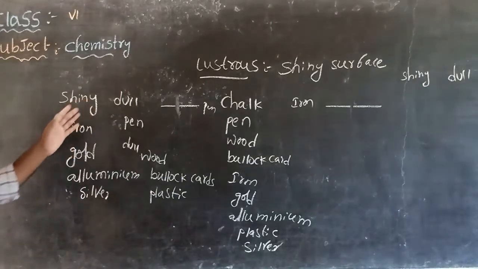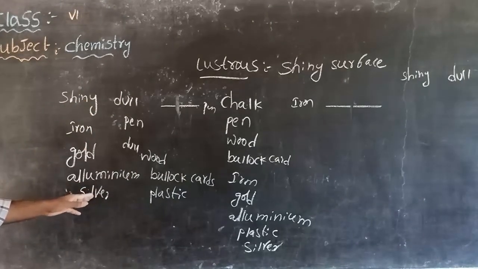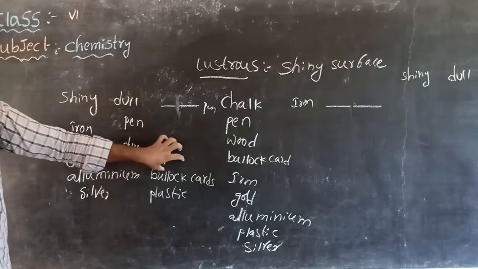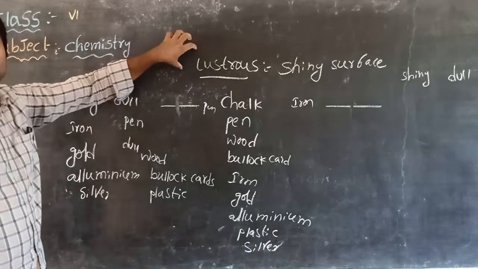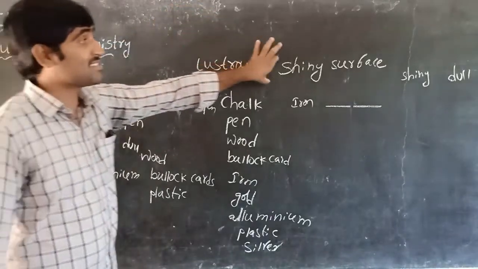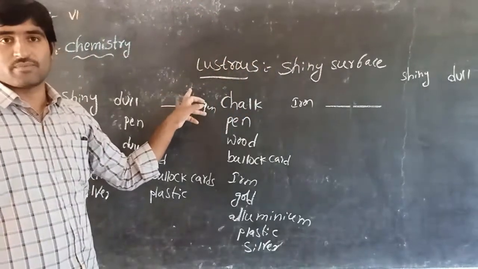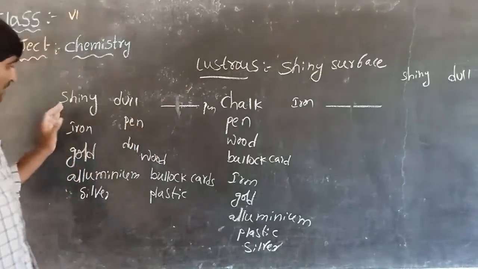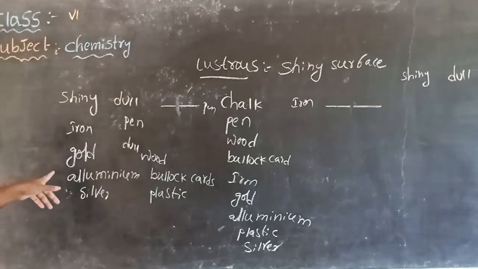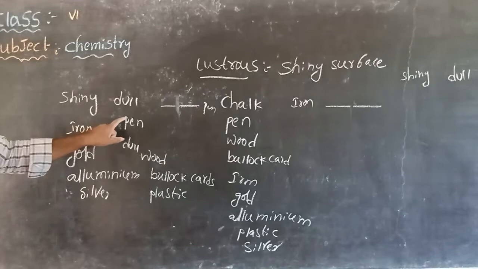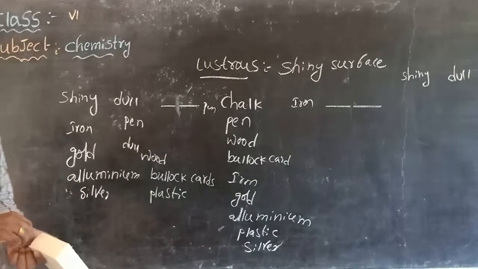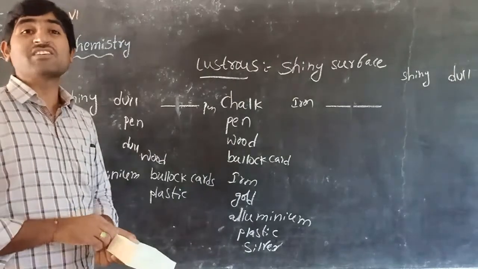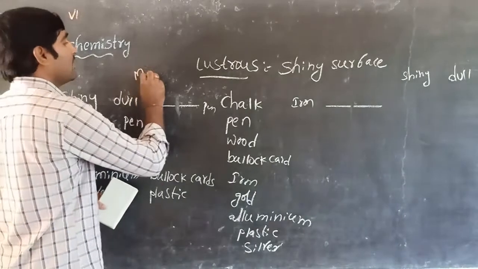Yes or no, children? So like that you made your list: which ones have a shiny surface and which ones do not. Shiny surface means the property we call lustrous. The property of materials which have a shiny surface is called lustrous. So these kinds of materials exhibit the property of lustre, but these materials do not exhibit the property of lustre. Generally one thing we know: the materials which exhibit the property of lustre are called metals.